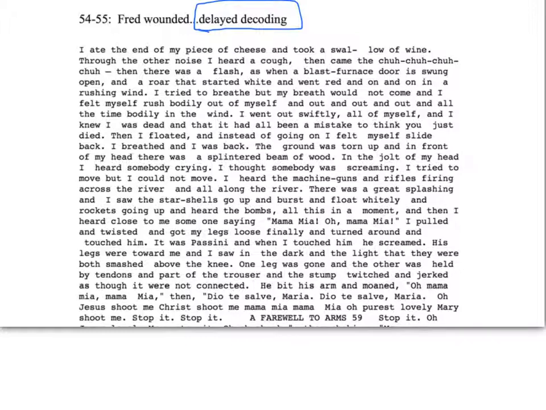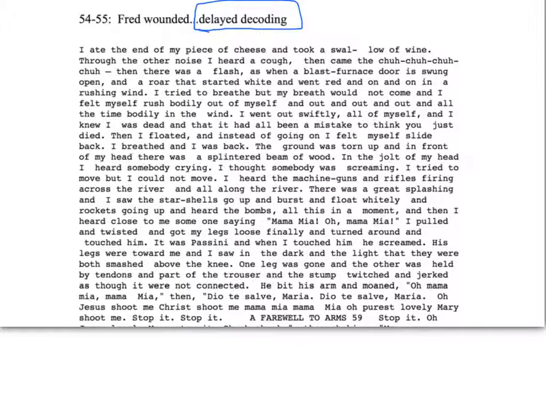I ate the end of my piece of cheese and took a swallow of wine. Through the other noise, I heard a cough. Then came the ch-ch-ch-ch-ch, and then there was a flash, as when a blast furnace door swings open, and a roar that started white and went red, and on in a rushing wind. I tried to breathe, but my breath would not come, and I felt myself rush bodily out of myself, and out and out and out, and all the time bodily in the wind. I went out swiftly, all of myself, and I knew I was dead, and that it had all been a mistake to think you just died.